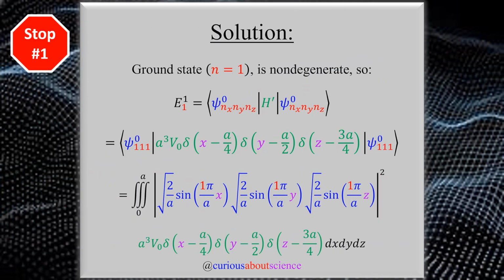Alright, so step number one then. We first have to get a grapple on what's going on in all these sectors. Because the ground state, or n equal 1, is non-degenerate, we can use equation 7.9, which is just the expectation value of the perturbed Hamiltonian.